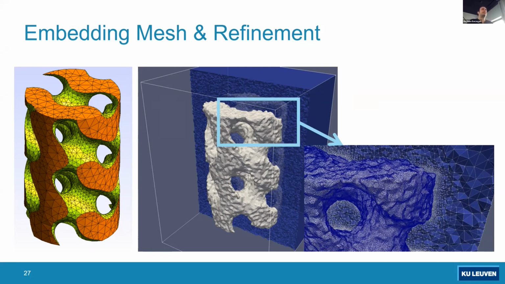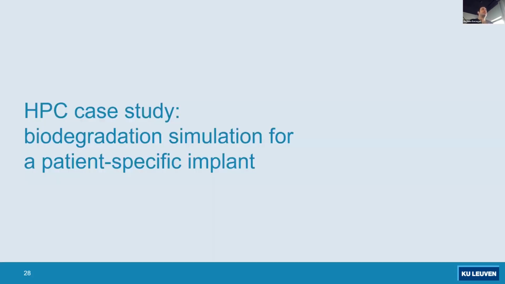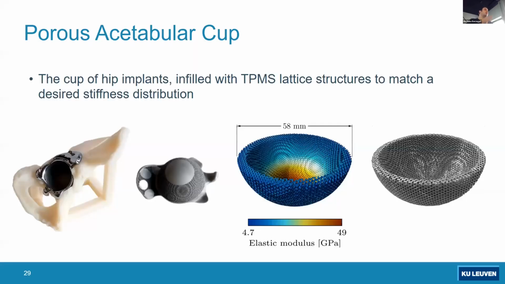I presented it as an HPC case study because we used a couple of thousand CPU cores to simulate it and get a strong scaling result. But you can see how we use FreeFEM in different steps of the modeling workflow. So in this case, we have a cup, which I showed you a couple of slides back, filled with TPMS lattice structures.